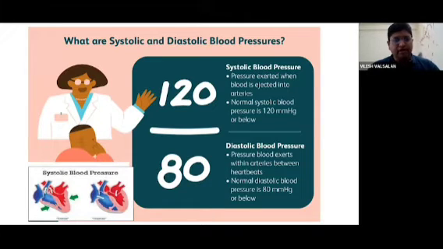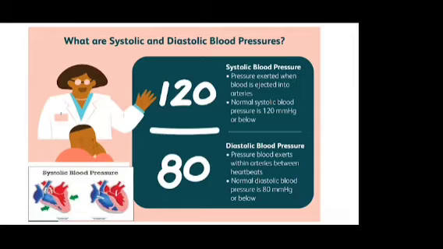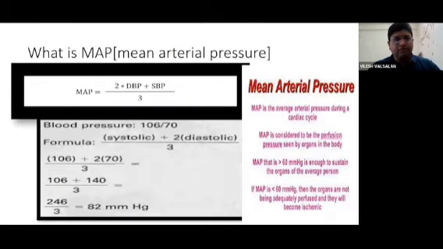On the other side, when the heart relaxes, the pressure that exerts within the arteries between the heartbeats is the diastolic blood pressure, which is around 80 millimeters of mercury. Also, we need to know the concept of mean arterial pressure. Why am I mentioning systolic blood pressure, diastolic blood pressure, and mean arterial pressure is because we are going to discuss this in the forthcoming talks.